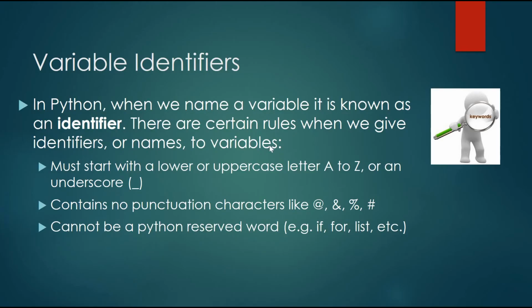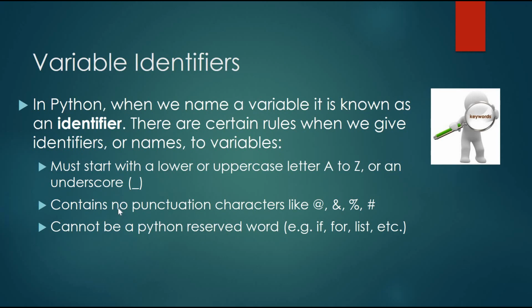So in Python, when we name a variable, it is known as an identifier. So it's like a keyword that we can use to store a value. Now there are certain rules when we give an identifier to a variable, and that is it must start with a lower or uppercase letter from A to Z or an underscore. You cannot start with a number or any of these characters like this. That will cause some issues. So again, lower or uppercase letter or an underscore.